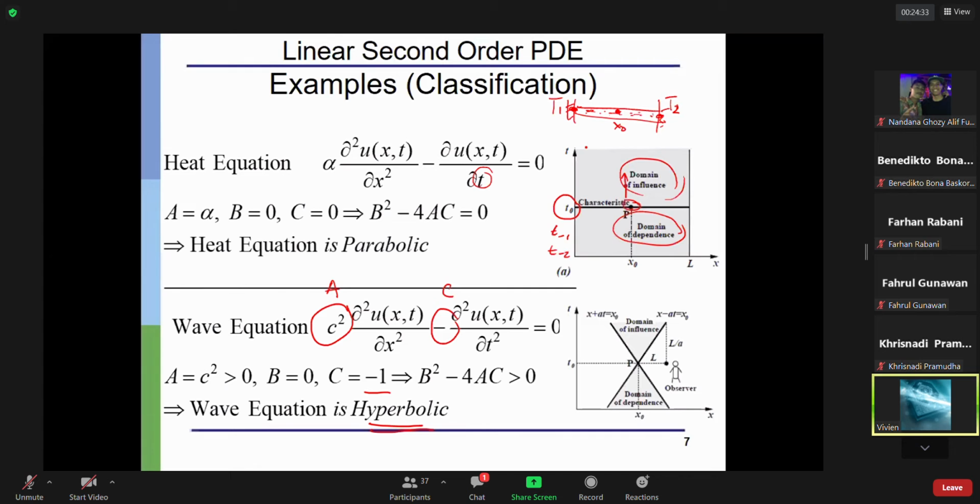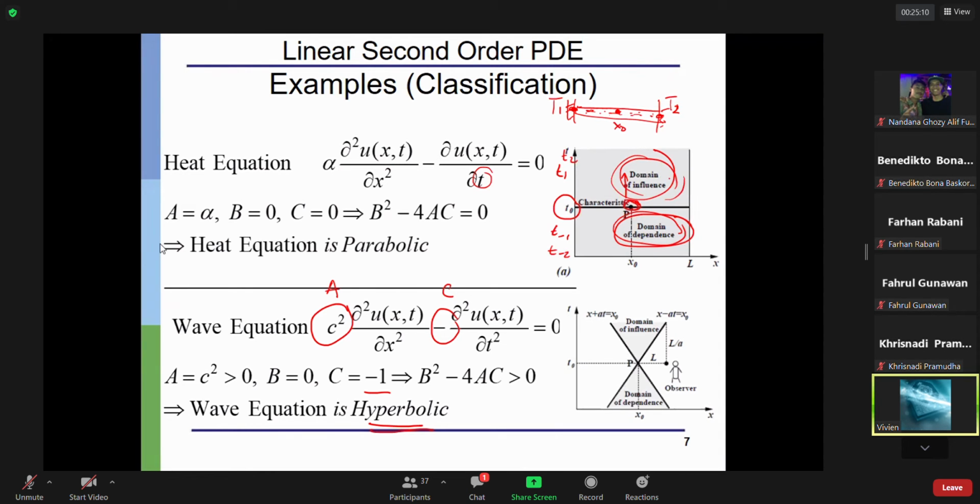And what is before that? The domain before that will be the domain of dependence. It means that what happens after here depends on this one. So what will be the effect later at the time step after here? That will be determined by the domain of dependence and also the disturbance that is given. So this is the illustration of the parabolic equation.